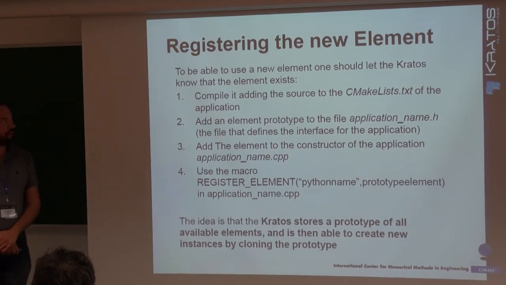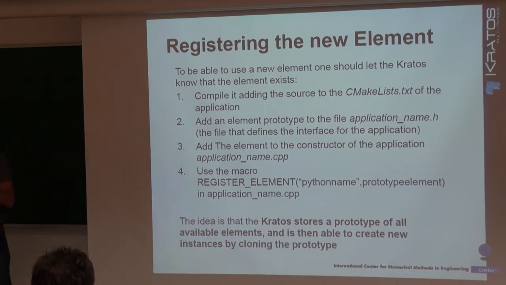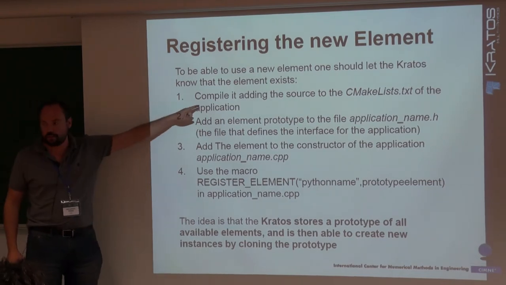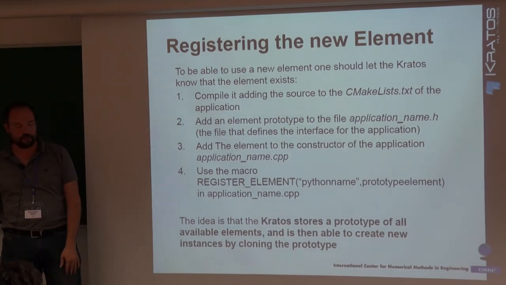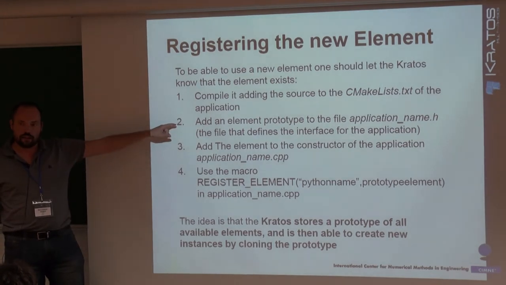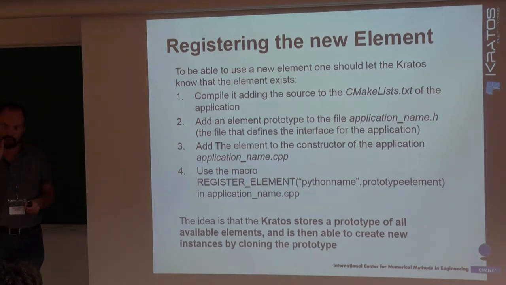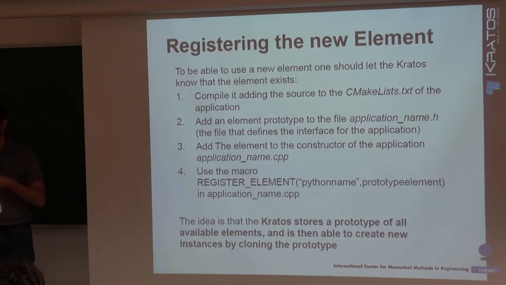Now, if you want to add an element and solve for it, you have to let Kratos know that this element exists. So you need to take the CPP that you implemented and add it to the list of files that need to be compiled. Then you need to create a prototype object and put it in the file that defines the application. There are two: typically application name.h and application name.cpp. I will show you where.